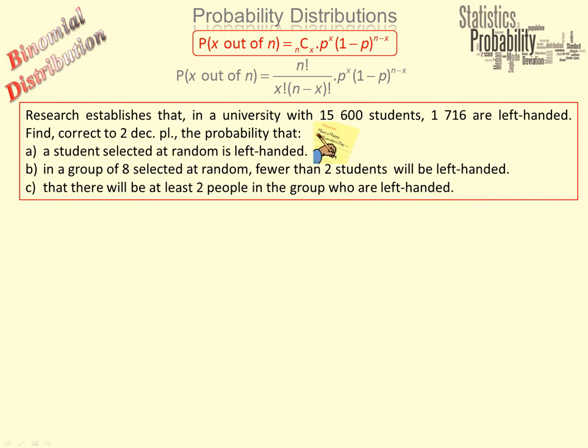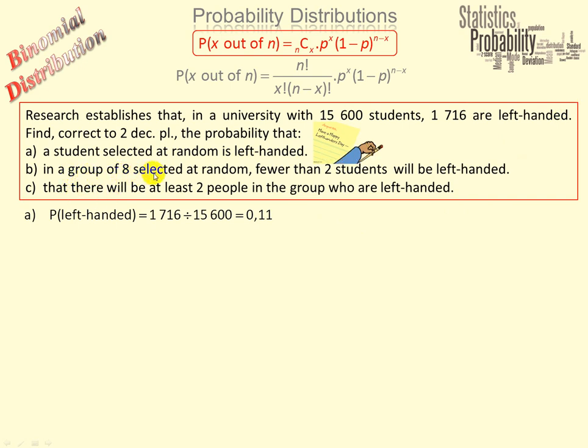Research establishes that in a university with 15,600 students, 1716 are left-handed. Found correct to 2 decimal places, the probability that a student selected at random is left-handed. Well, it's 1716 out of that. So therefore it's going to have the favorable outcome divided by the total, which is 0,11.